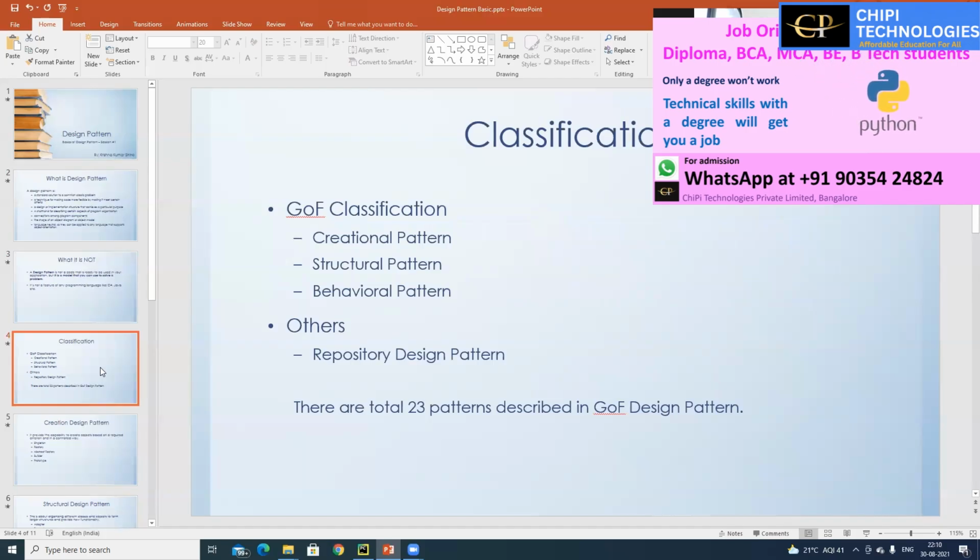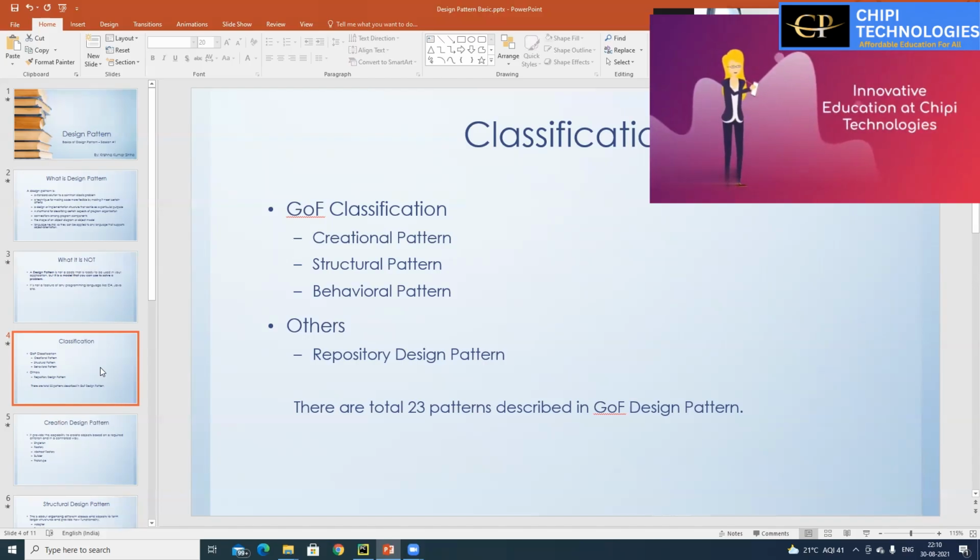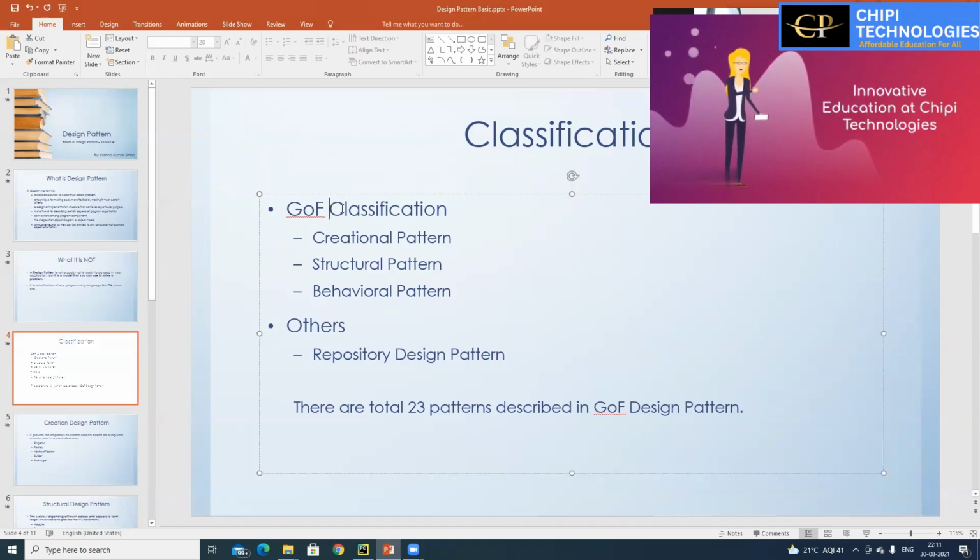Now, classification. Design patterns are broadly categorized into three categories, and these categories are defined in the GOF, Gang of Four book. It doesn't mean that whatever is written in GOF is the only thing that comes under design patterns. No. We can say GOF design patterns are the fundamentals, the basics, or the foundation of design patterns that you can use for creating other design patterns, for your own solutions. There are a lot of other design patterns also, but you can utilize these as well.